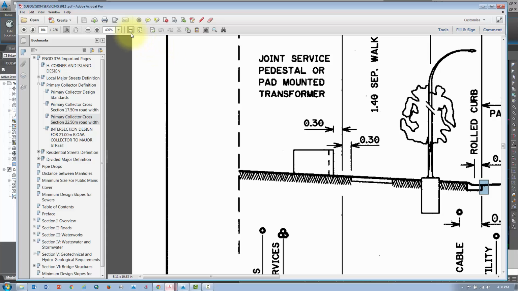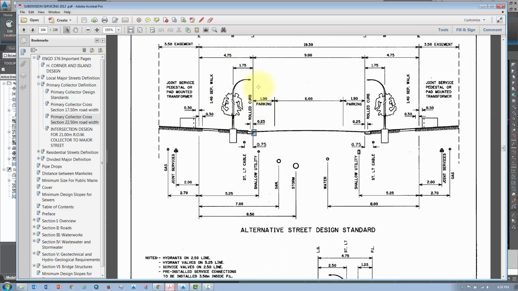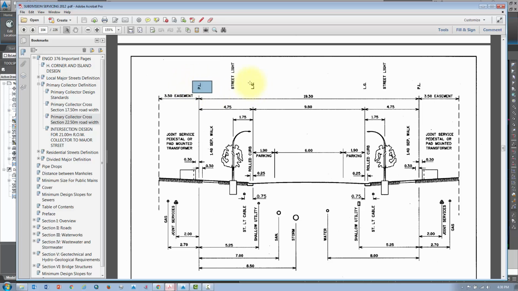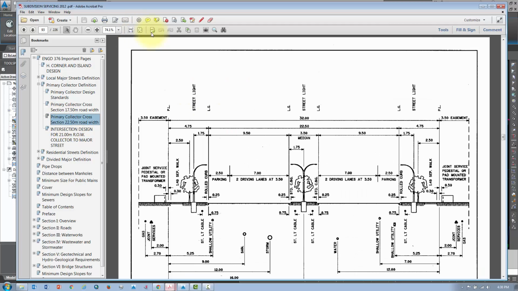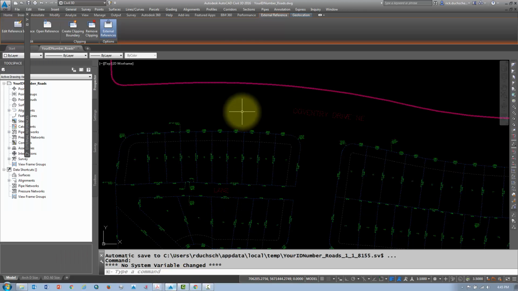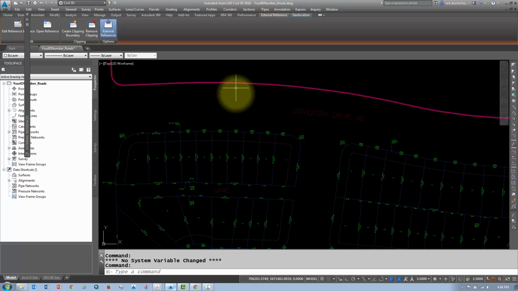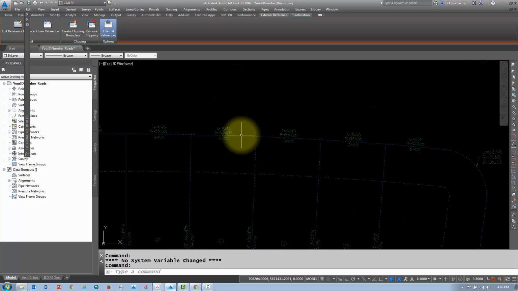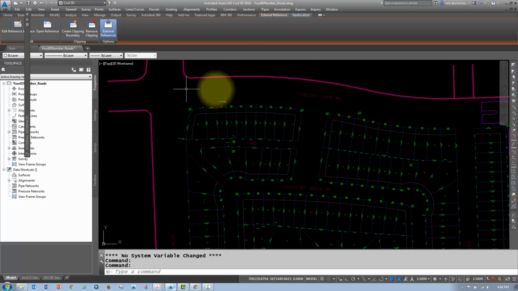So in this case, we want to find out what that distance is from property line to lip of gutter. So on that 32, oops, I got the wrong one there. Let's go back to that one. So I know that on my 32 wide road, my lip of gutter is going to be 4.75 meters. So now that you know that that distance is 4.75 meters from property line to lip of gutter, you'll have to go into your drawing and offset this line 4.75 meters, and you'll have to offset the opposite property line also 4.75 meters, and you'll do that all the way along this stretch of road.